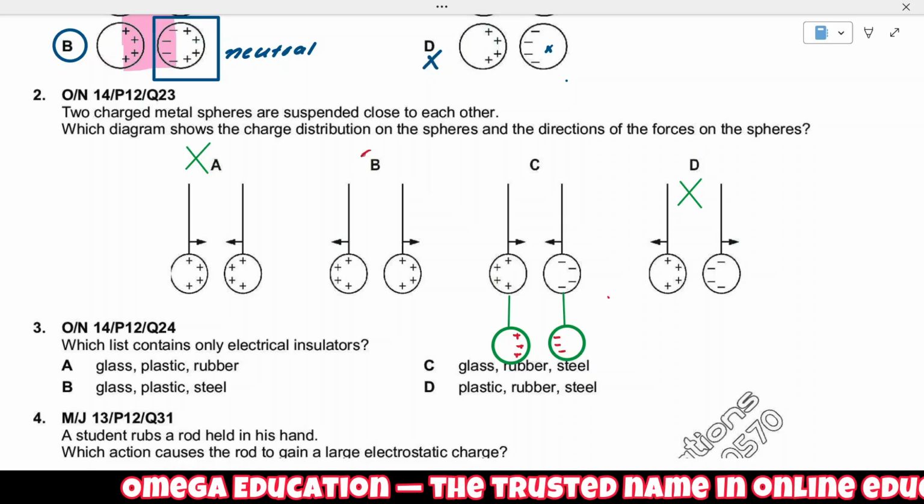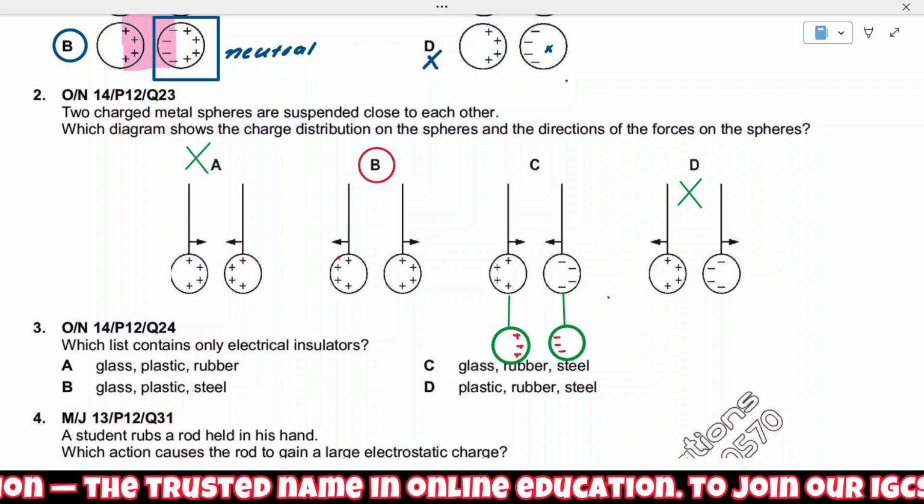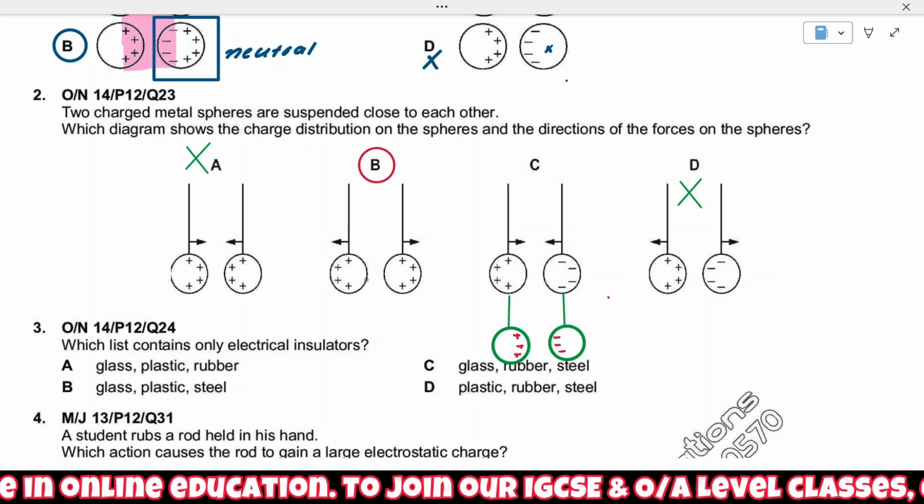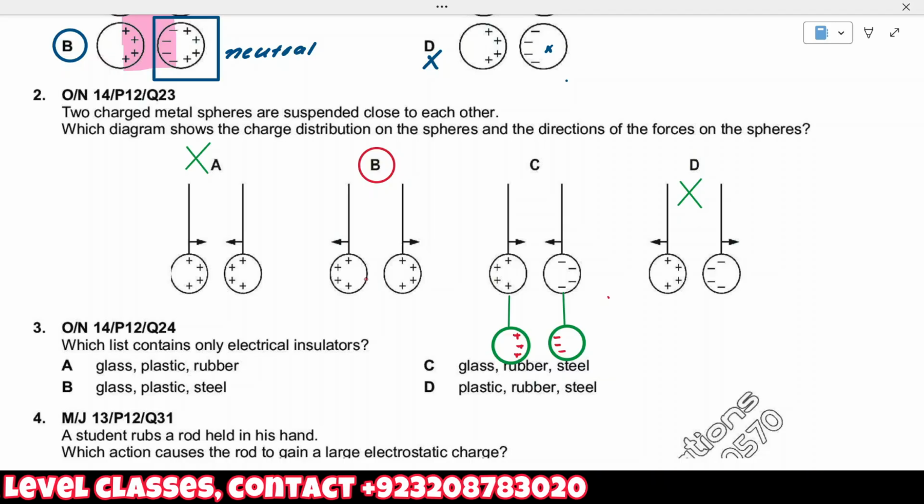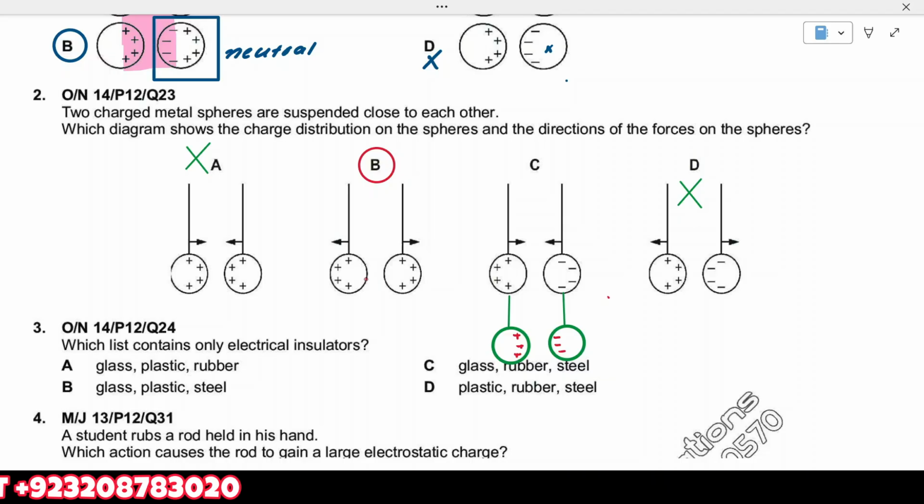So that leaves us with the option B. In the option B, both the spheres are positive, hence they are sitting far away from each other.